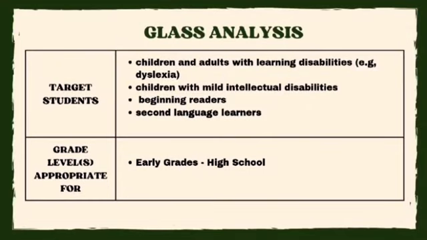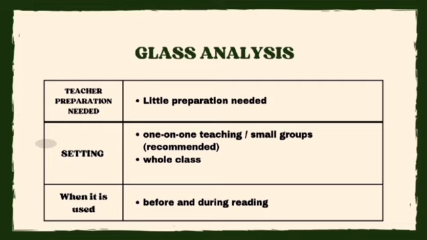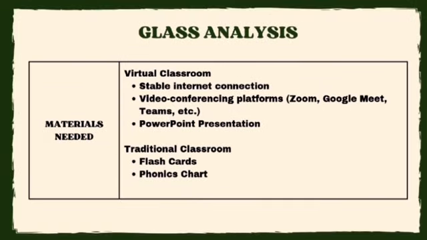The Glass Analysis is intended for children and adults with learning disabilities such as dyslexia, children with mild intellectual disabilities, beginning readers, and second language learners. This method is appropriate for early grades to high school. Lessons typically last 10 to 15 minutes, so this needs little teacher preparation. This is recommended for one-on-one teaching or small groups, but it can also be applicable to a whole classroom setting. This is typically done in person, but this can now be done online, especially for remote students.